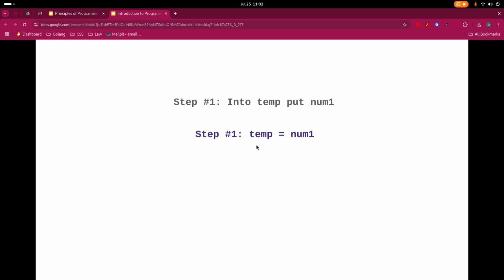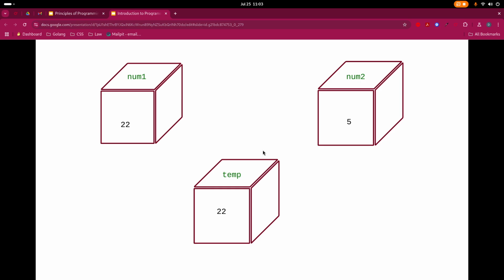Notice, and this is very important, I always read this starting from the right side. I have an equal sign, and there is something to the left of the equal sign and something to the right of the equal sign. I always read this starting from the right of the equal sign. So what I'm saying here is take what is in the num1 box and put it into the temp box. Okay, good.